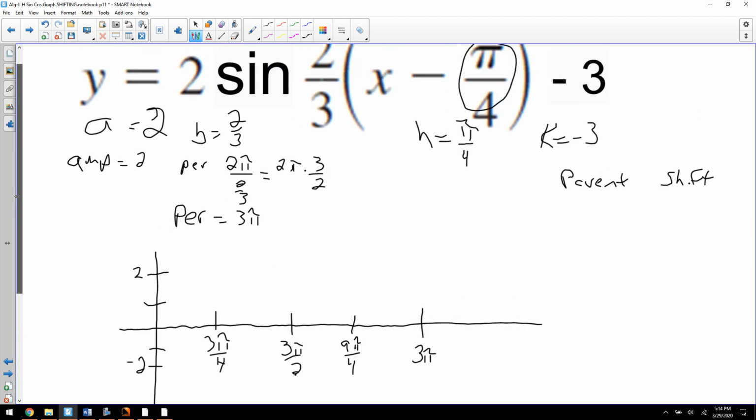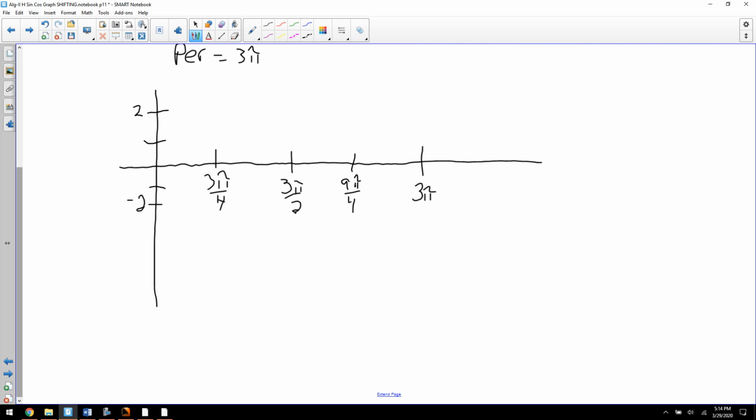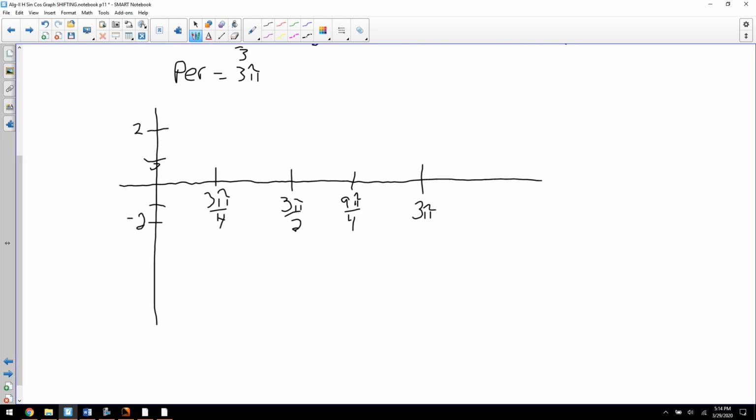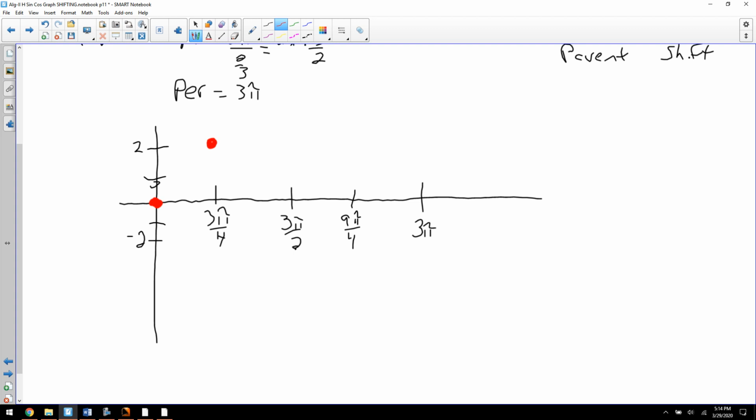I believe this was a sine graph, so remember, sine always starts at 0 for the original. So we'll put 0 here for sine. It goes to the a value. In this case, the a value was 2. It returns back to 0. And it goes to the opposite. Oh, I'm sorry.